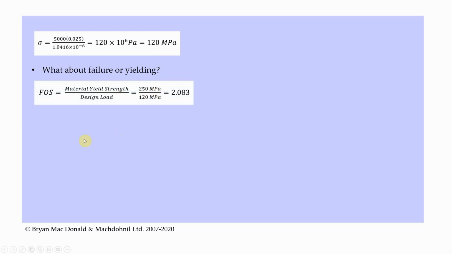Okay, so now we're going to define something called the factor of safety. I'm going to say the factor of safety is the material yield strength divided by the design load. So in this case, our design load is 120 megapascals, and the material yield stress is 250. So we get a factor of safety of 2.083. And essentially what that means is our maximum stress that we worked out is about half the value of the material yield strength. So we can say with reasonable confidence here that this beam, given the conditions that we've outlined on the previous slide, will not experience yield due to the applied load.